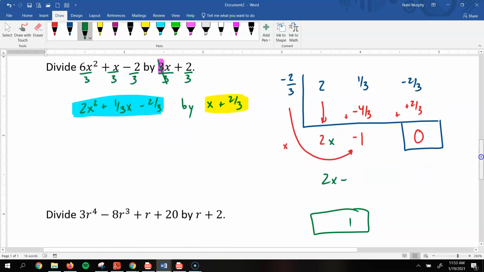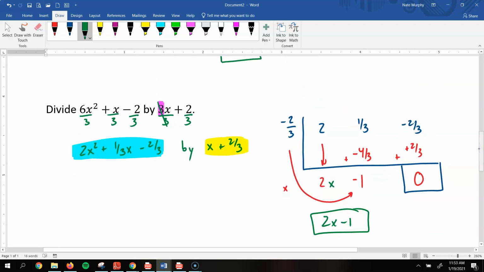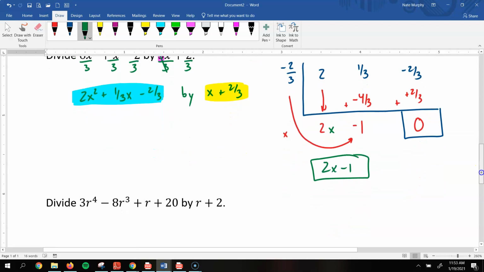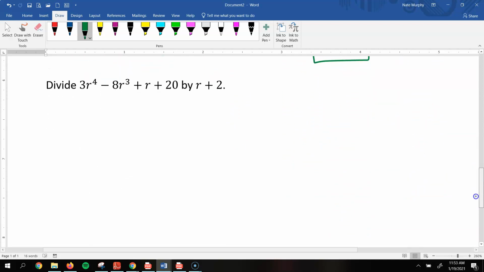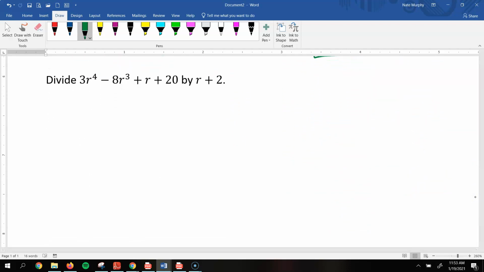All right, let's look at one more example. Now this one, if I look at my divisor, I'm good there. Now it says an r, no big deal. Treat it the same way, but what I'm getting at is my leading coefficient. My coefficient for the r is just a 1.